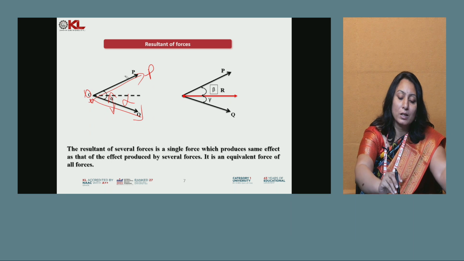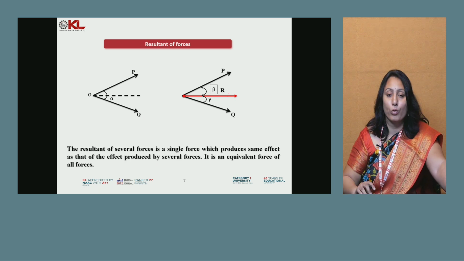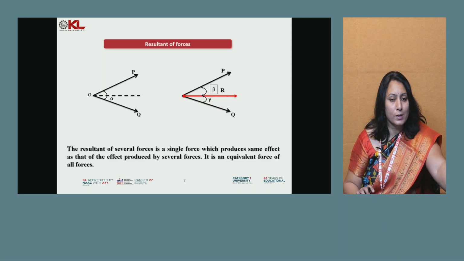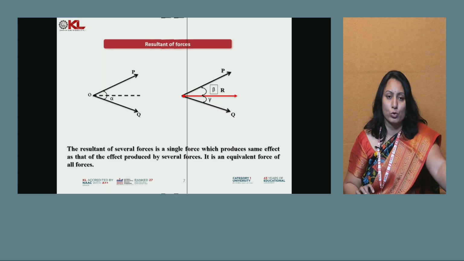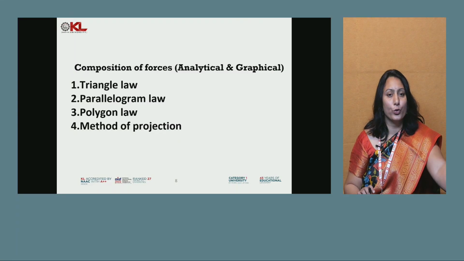We cannot simply write the algebraic sum. So there are some methods. Let us see what those are to find out the resultant of two bodies. It is not limited to two bodies. There are several methods which can find the resultant of more than two bodies also. So these are the analytical and graphical methods for composition of forces. First one is triangle law, second one is parallelogram law, third one is polygon law, and fourth one is method of projection. So in our course we will follow all these 4 methods for finding out the resultant of force.